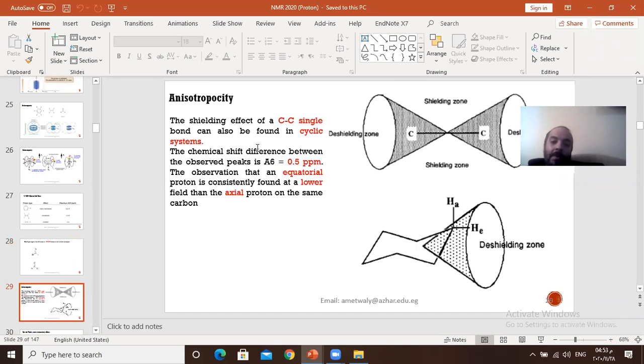Sometimes anisotropy happens in a sigma bond. For example, in this compound, the equatorial protons are lower than the axial protons by 0.5 parts per million. But in the case of sigma bonds, it's a very little effect.